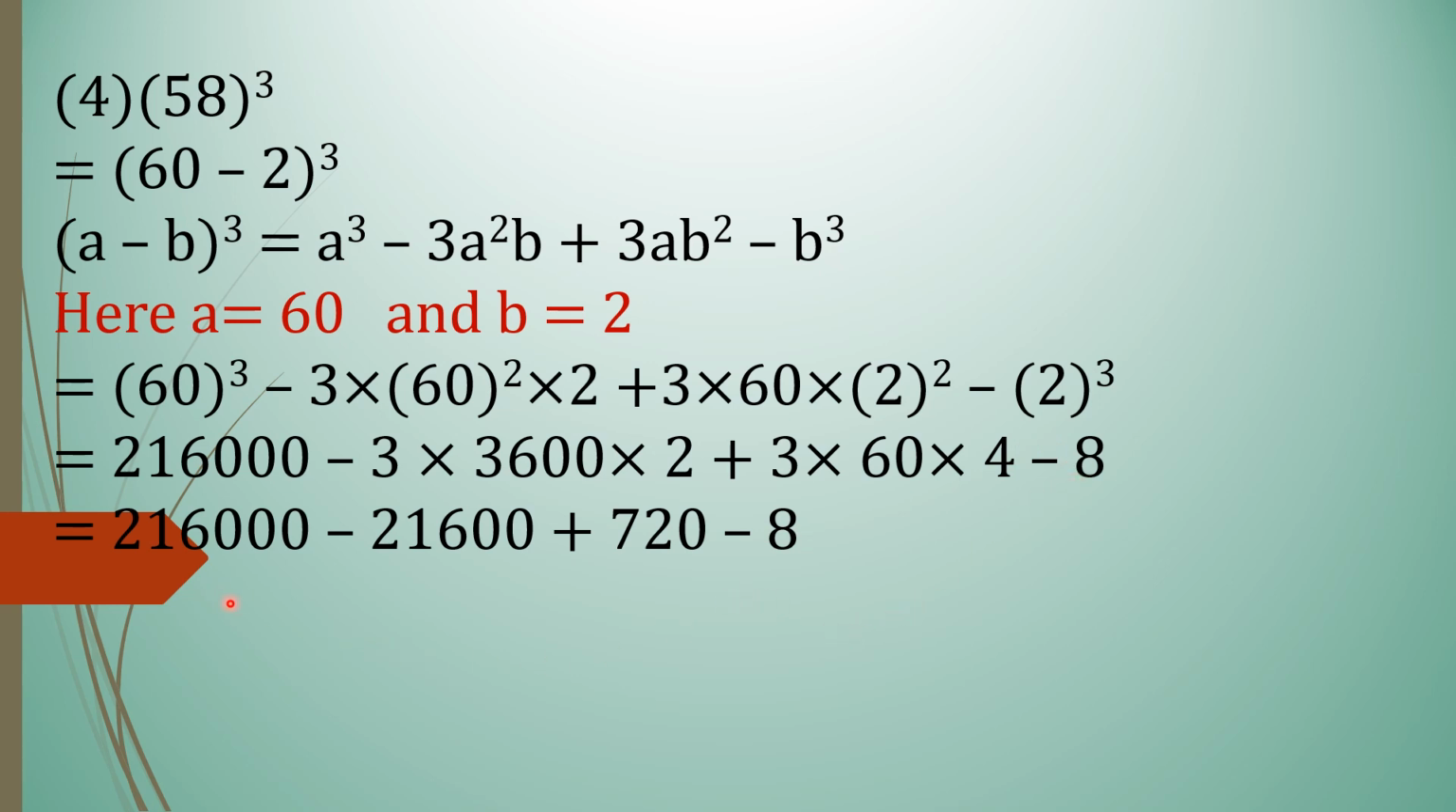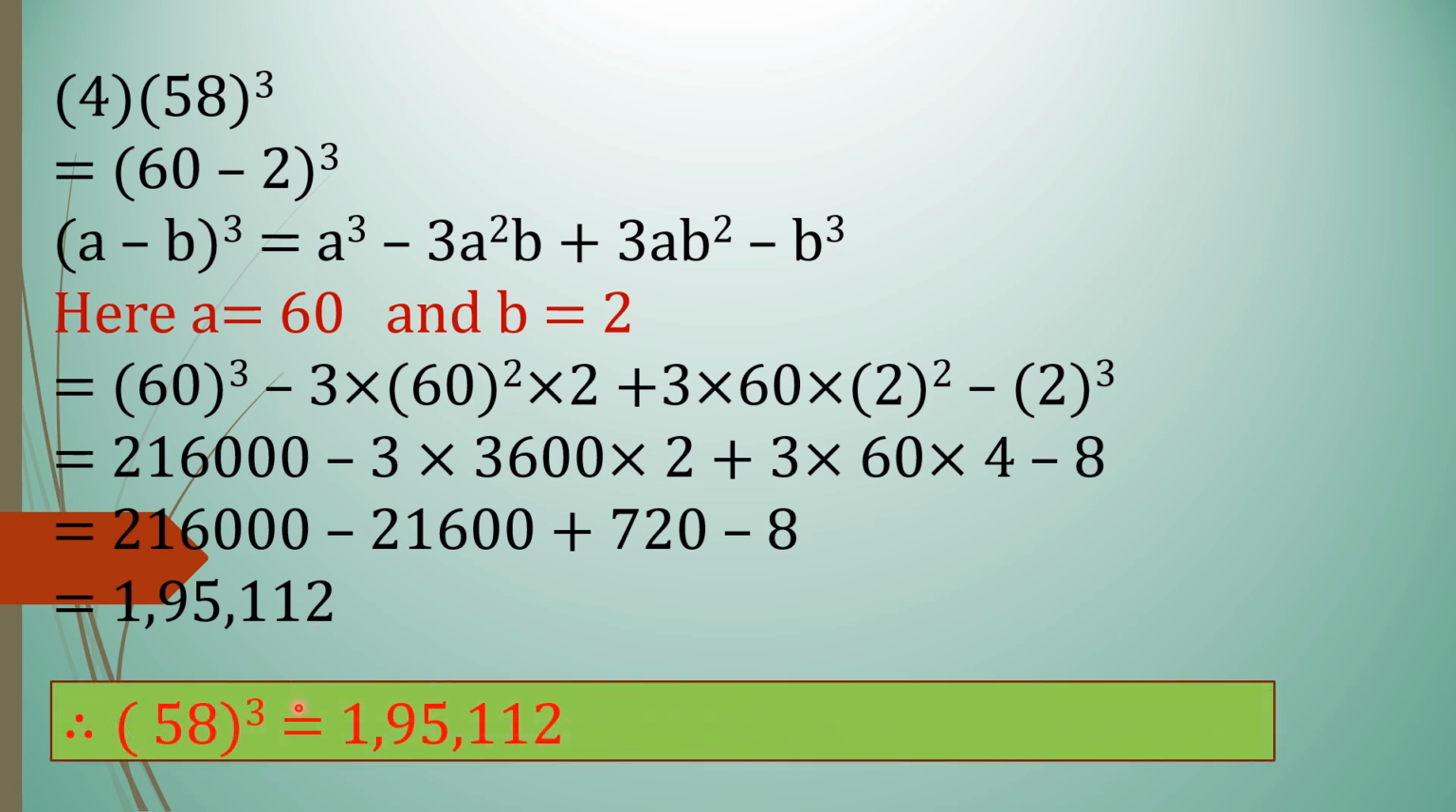Then now we will do the addition and subtraction of these numbers. After doing addition and subtraction, you will get the answer 1,95,112, that is 195,112. So 58 cube equals 1,95,112.